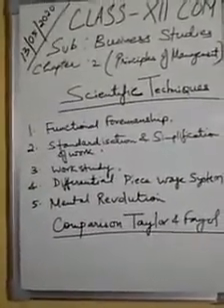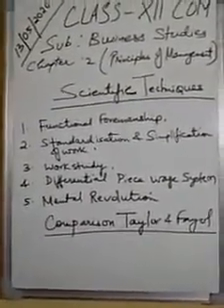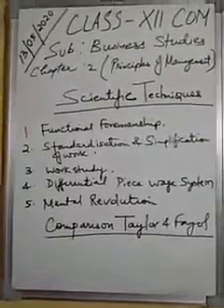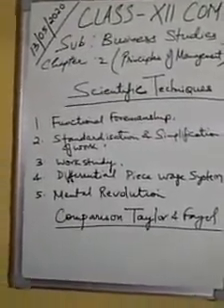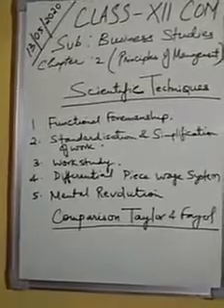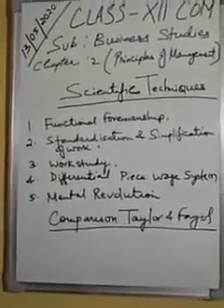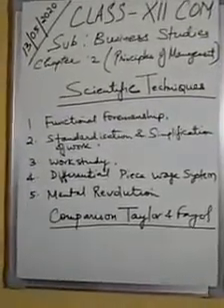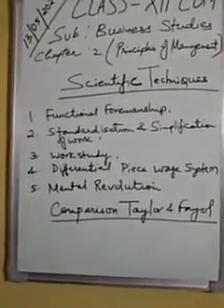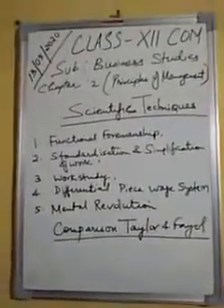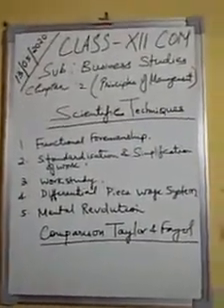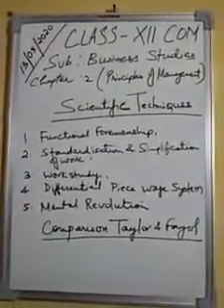Fourth technique is the differential piece wage system. It emphasizes the payment of different rates of wages for efficient and inefficient employees. Last, mental revolution. The objective of mental revolution is to change the mental attitude of workers and management towards each other.